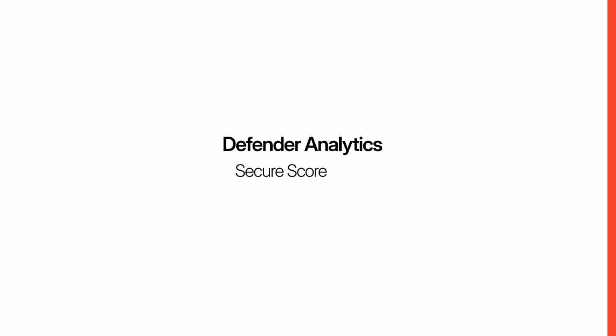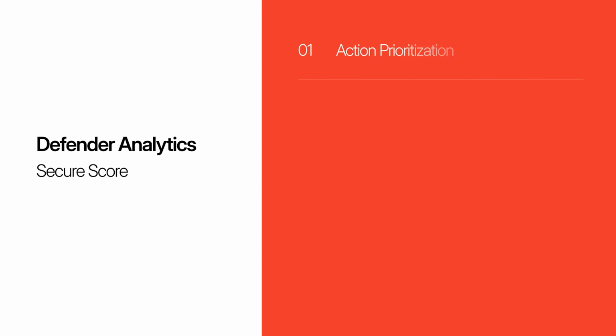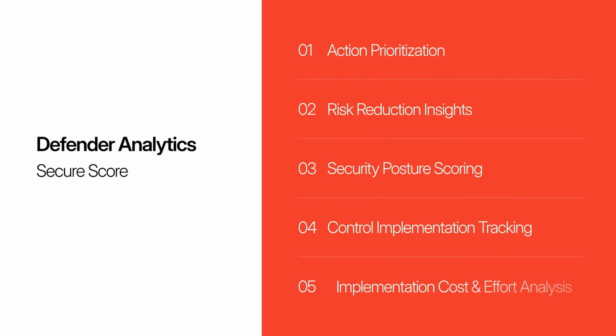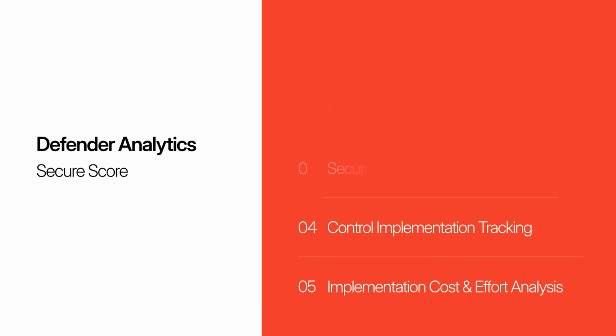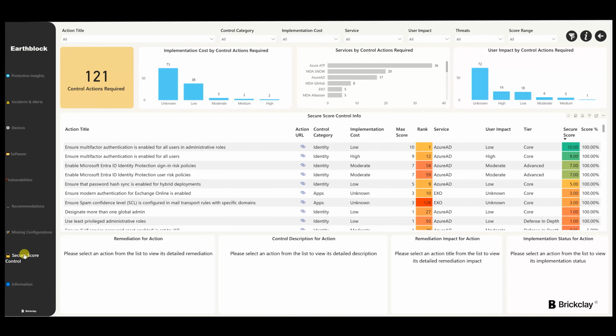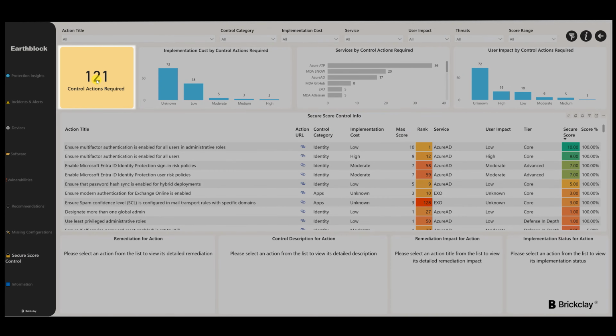Secure Score Control dashboard consolidates your highest priority security actions and their measurable impact, helping you understand the cost and effort of each control so you can continuously strengthen your posture in the most efficient way. This board illustrates Secure Score, listing 121 required control actions to improve security posture, grouped by implementation cost and services.